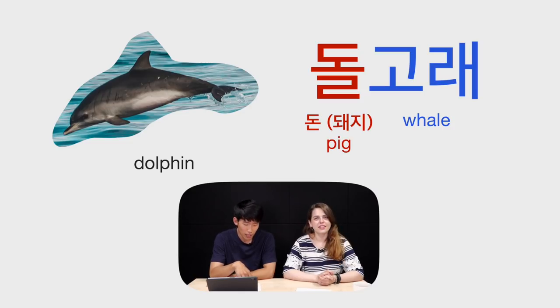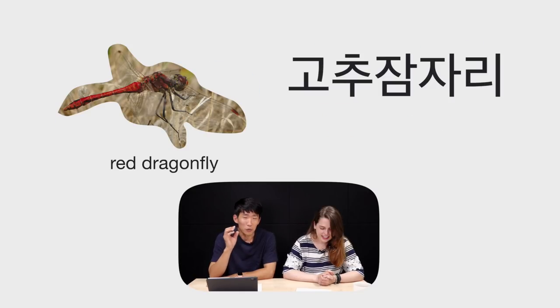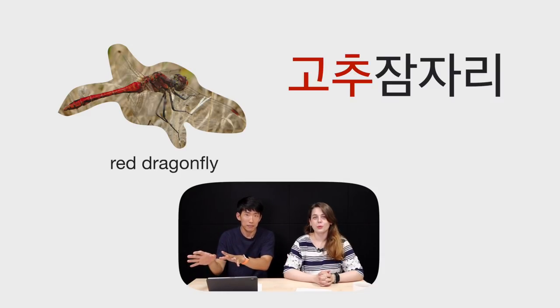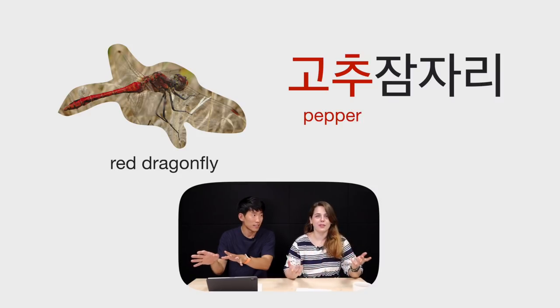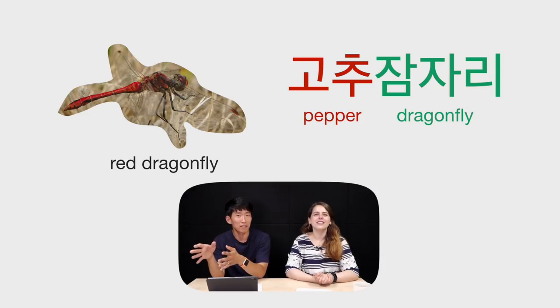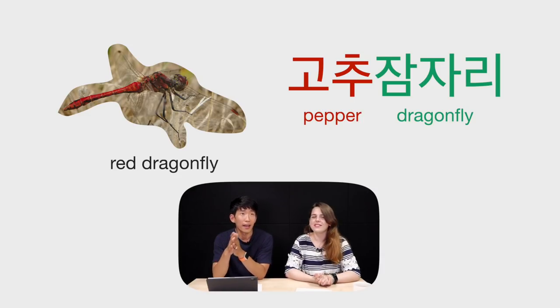I also heard, though I'm not sure, that this is similar in Chinese. Yes. And the next one is a red dragonfly. I thought as a child this made total sense, of course. Gochu jamjari. Gochu is pepper, and many peppers are red. Jamjari is dragonfly. So pepper dragonfly. As a child, gochu jamjari were more fun to catch because they're really bright red and pretty. That's true.